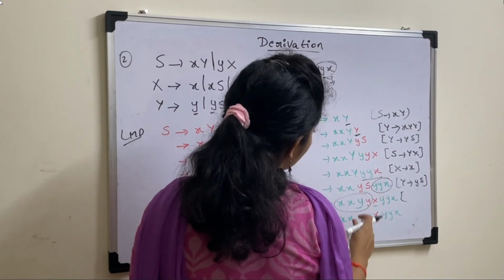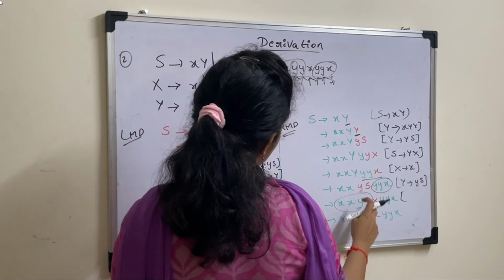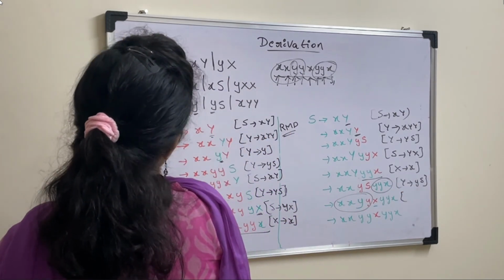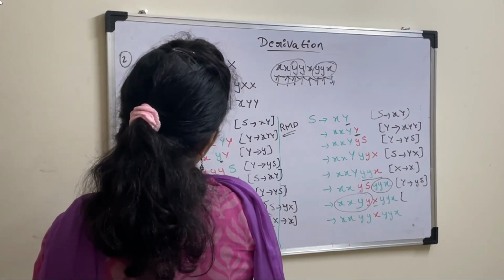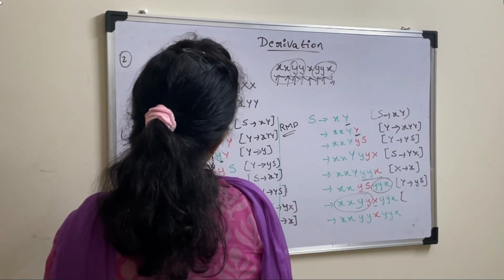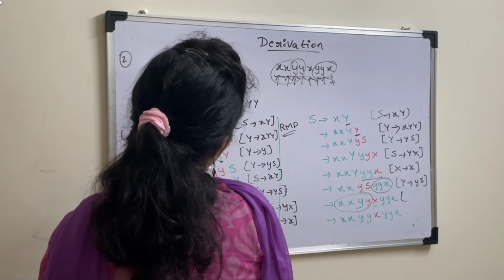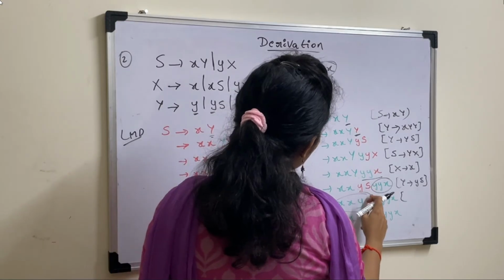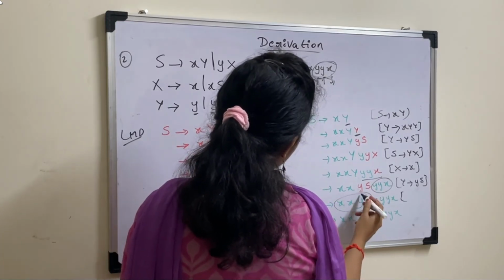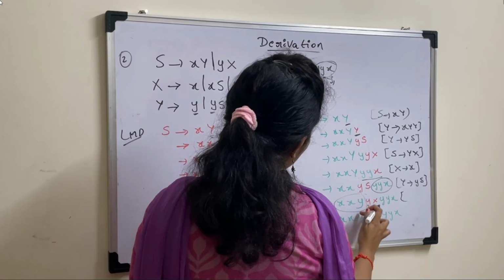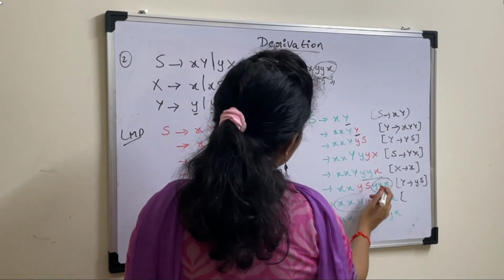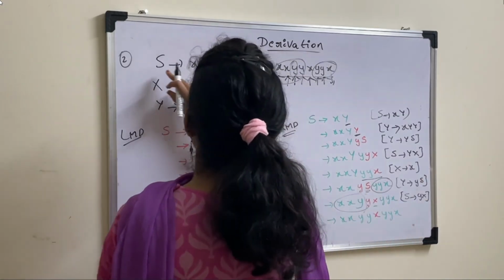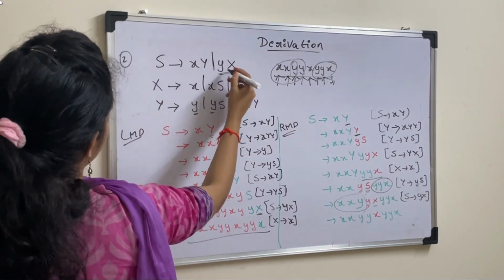Now we need only this x. So check whether S can be replaced with small x. Here S cannot be replaced with small x directly. So what should we do now? Here S should be replaced with yx. So before we got only xxY, so this S is replaced with yx. This was the production.